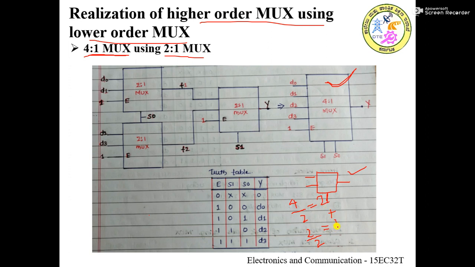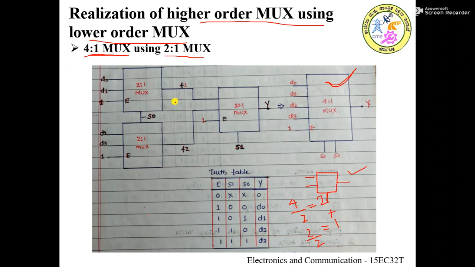This division is supposed to be continued. Now we have to add these quotients. When we add these quotients, I got 2 plus 1, I got a value 3. So totally I need 3 2:1 mux.